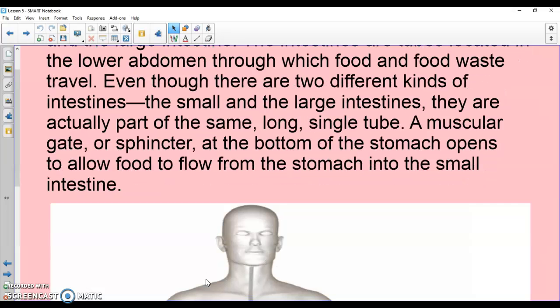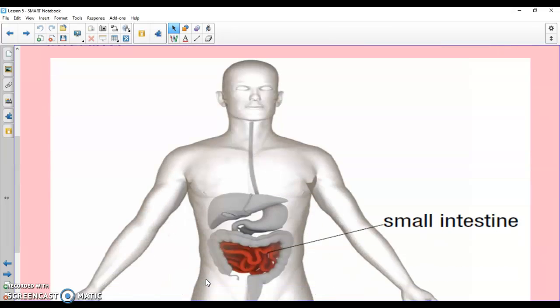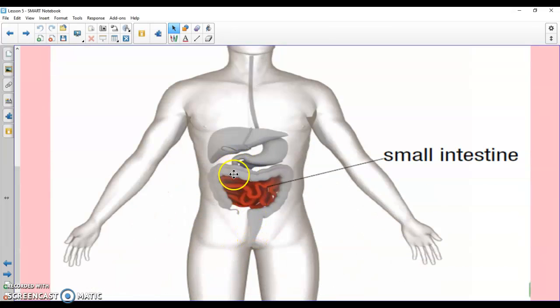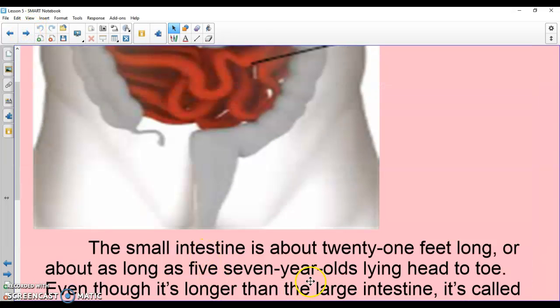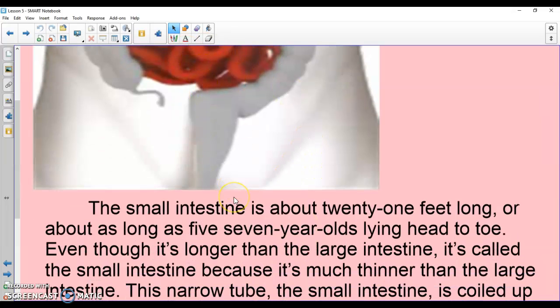A muscular gate or sphincter at the bottom of the stomach opens to allow food to flow from the stomach into the small intestine. So here's your small intestines. The small intestine is about 21 feet long, or about as long as 5 7-year-olds lying head to toe. Can you believe all of that fits inside your body?